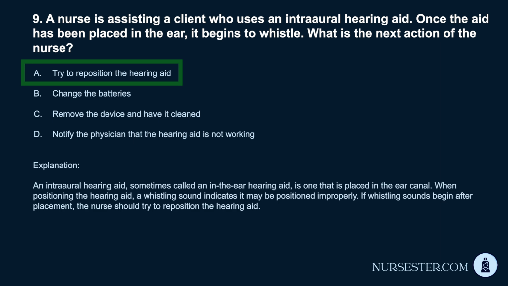An intraoral hearing aid, sometimes called an in-the-ear hearing aid, is one that is placed in the ear canal. When positioning the hearing aid, a whistling sound indicates it may be positioned improperly. If whistling sounds begin after placement, the nurse should try to reposition the hearing aid.